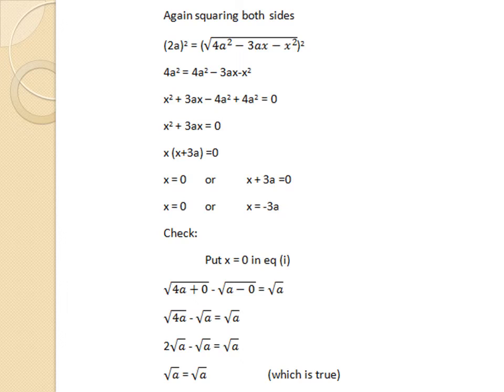So we get two roots. One is x is equal to 0 and the other is x is equal to minus 3a. As in case of radical equations, it is not possible to write down the solution set unless we check our roots. So let's check both the roots one by one. First we put x is equal to 0 in equation number 1, and after simplification we get square root of a is equal to square root of a, which is a true statement.